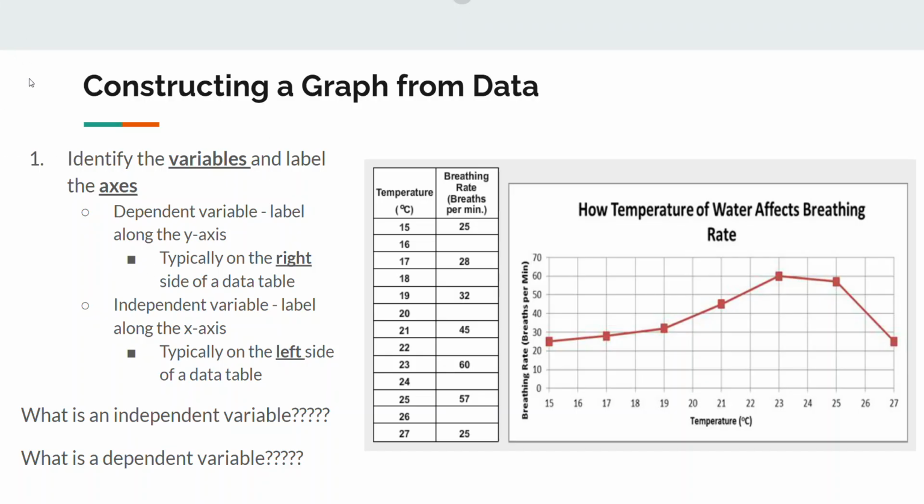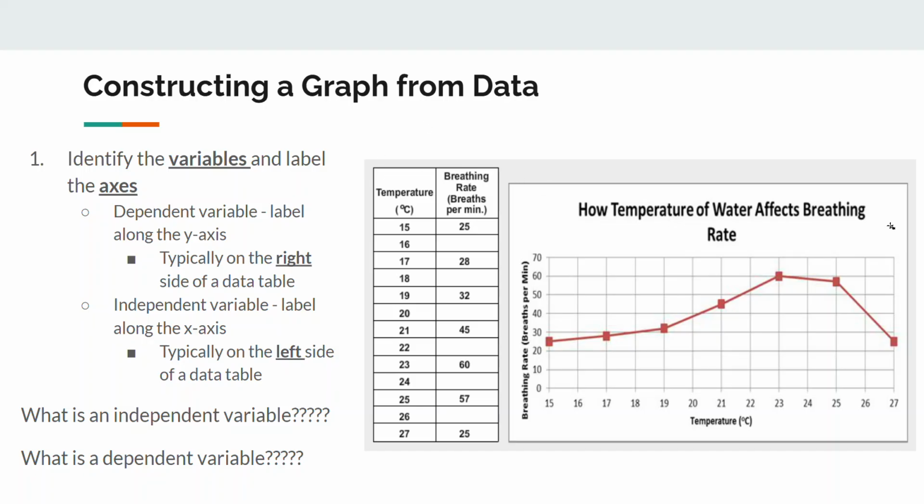So, first thing we want to do, constructing a graph, we want to look at our variables. Normally you will have a data table like this, or you will collect the data, okay? So for our dependent variable, typically this is on the y-axis, okay? Now, if you don't know what a dependent variable is, it is something that is a result of the independent variable, okay? Our independent variable is what you as the scientist control, okay?